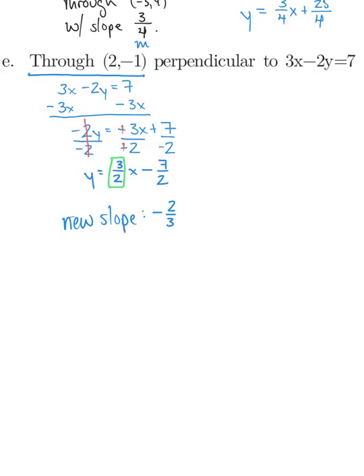So our formula again was y minus y1 equals m times x minus x1. We have 2 is going to be x1, negative 1 is going to be y1, and we have negative 2/3 is going to be our m value. So when we plug in, we get y minus negative 1 becomes y plus 1 equals negative 2/3 times x minus 2.